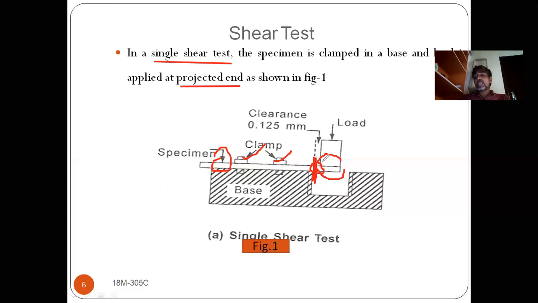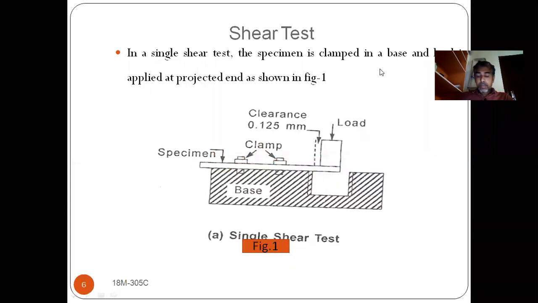So in this way, we will find out the single shear strength for a test specimen. What is the size of the test specimen? Generally, it is 25 by 50 mm. It is a flat, and for that flat, you are applying the load in a vertical plane, that is, a transverse load, and the remaining portion is clamped to the base. Only on the projection part you are applying the load by using a suitable die. This is the single shear test.